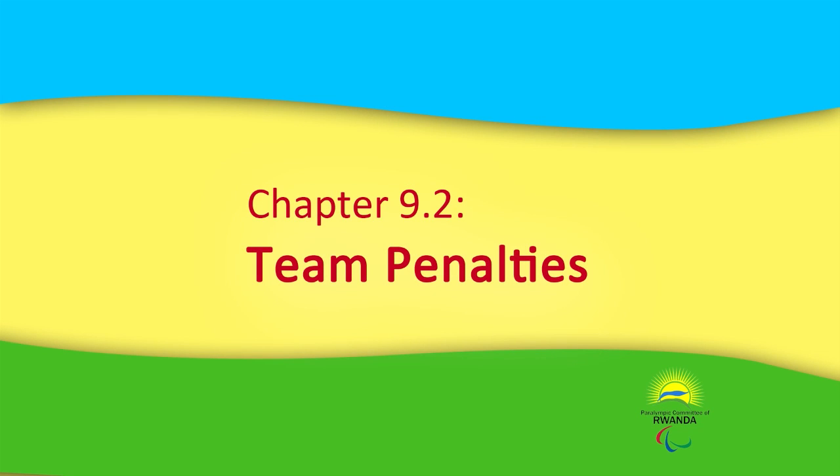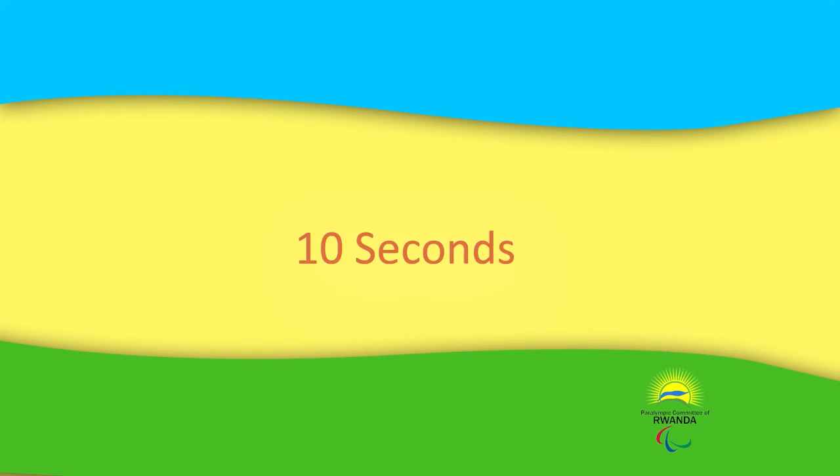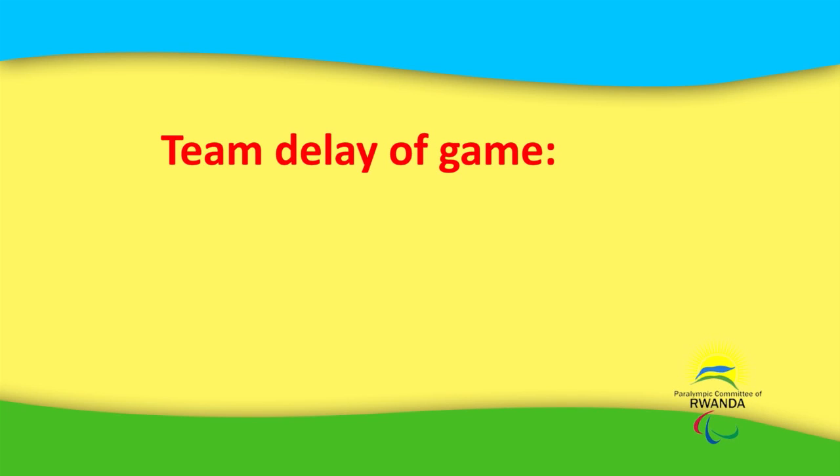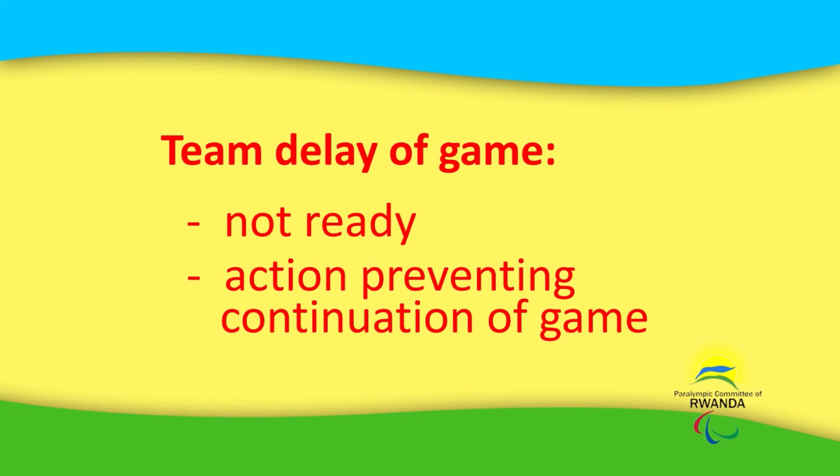Chapter 9, Part 2. Team penalties. 10 seconds. A team must throw the ball within 10 seconds after the defensive team's first contact with the ball. After timeout or substitution, the 10 seconds shall not be reset. Team delay of game. A team delay of game penalty shall be awarded against a team if that team is not ready to start play or any action of the team preventing the continuation of the game.